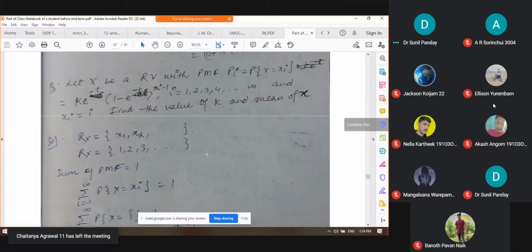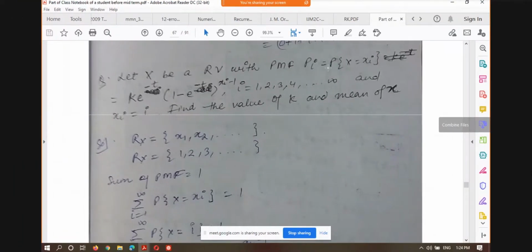probability mass function. First you have to identify the range of x. Here xi are the values taken by the random variable capital X, for i equal to 1, 2 to infinity. So you can write the range of x as x1, x2, x3. But here it is given that xi is actually i, so x1 equals 1, x2 equals 2 and x3 equals 3. So finally the range of this random variable is 1, 2, 3 up to infinity.